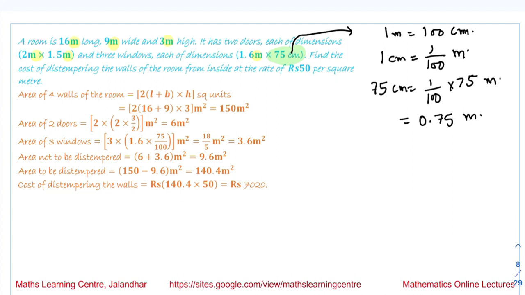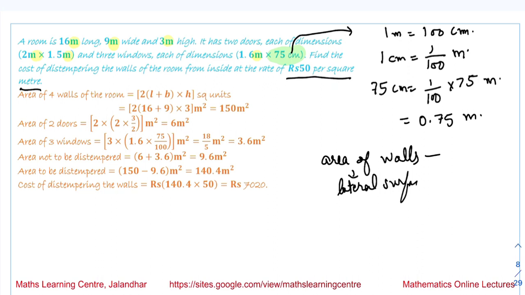Now we have to find the cost of distempering the walls of the room from inside at the rate of rupees 50 per square meter. So we want to distemper the walls. To distemper the walls means we have to find the area of the walls. We do not want to find the area of the roof and the floor, we just want the area of the walls. That means we are talking about the lateral surface area.